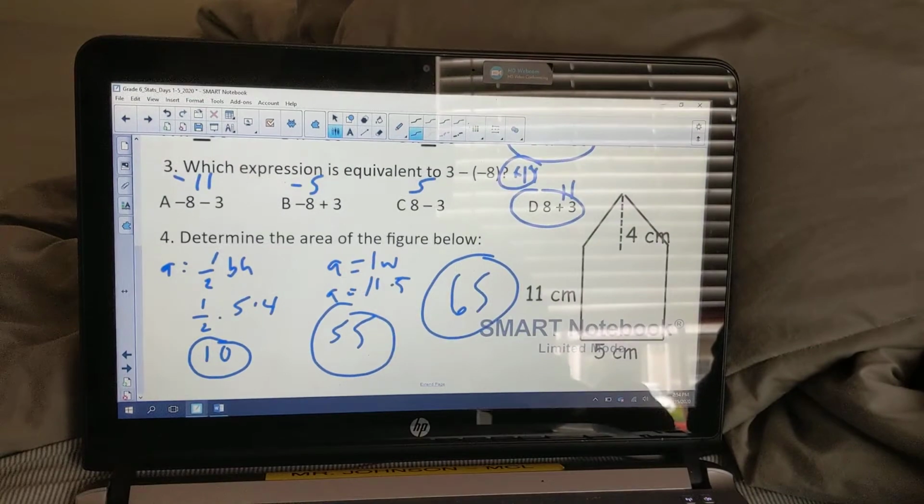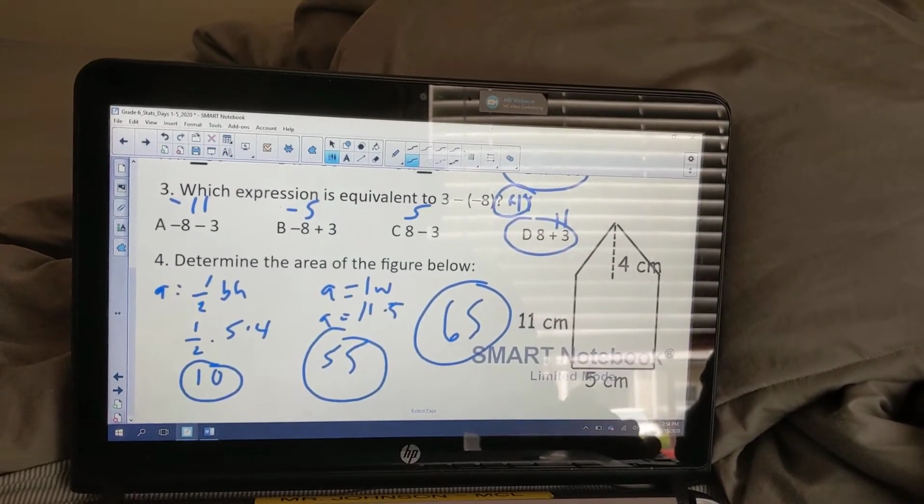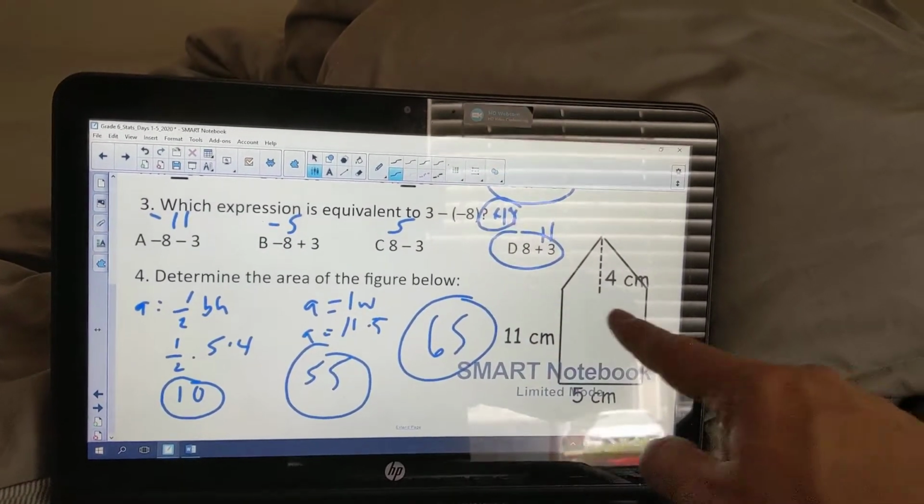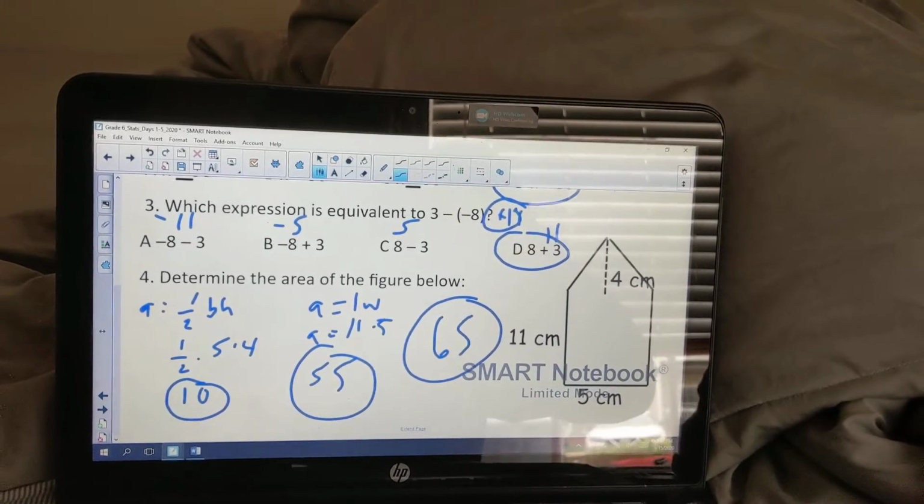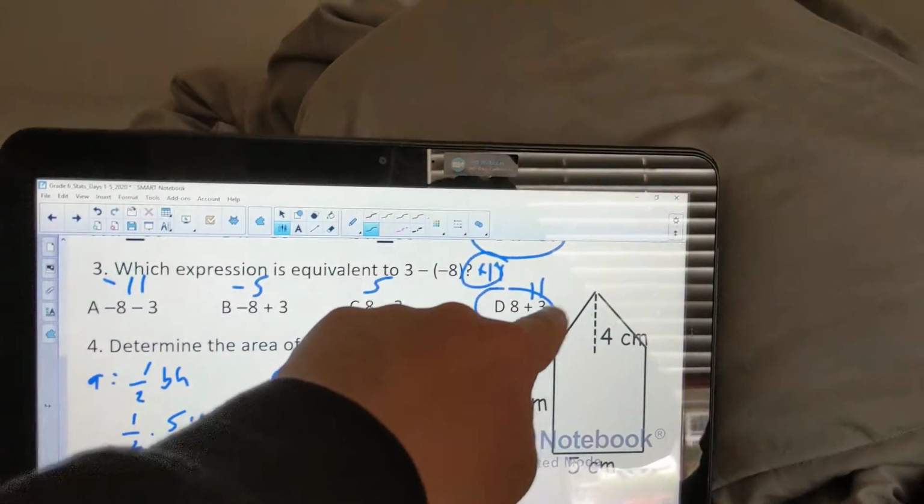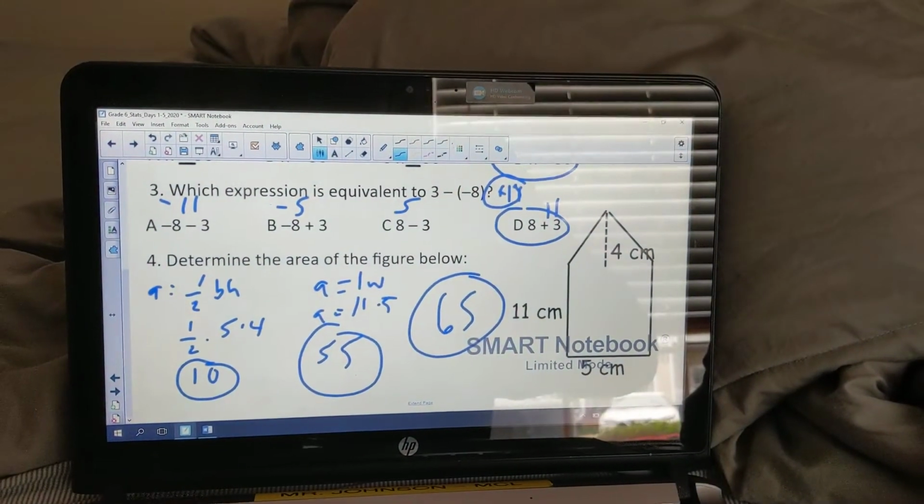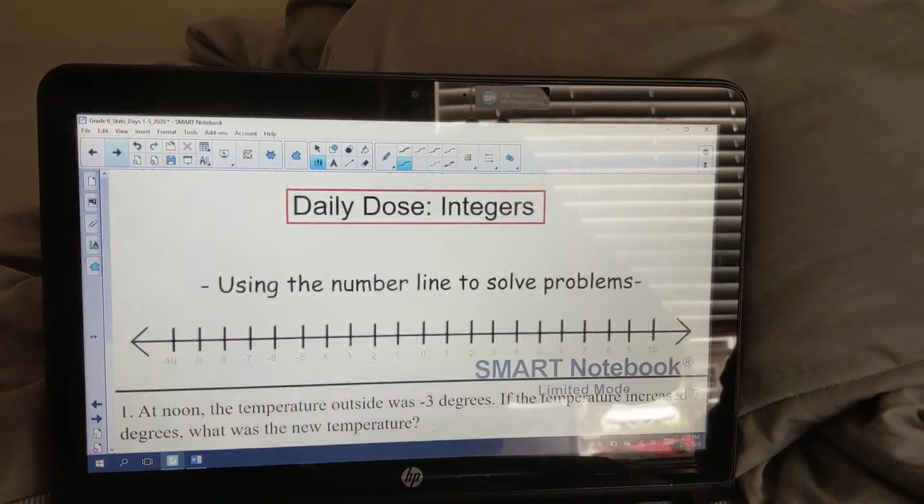The total area, then, would be the 55 centimeters squared represented by the rectangular portion, plus the 10 represented by the triangular portion, giving you a total area of 65.